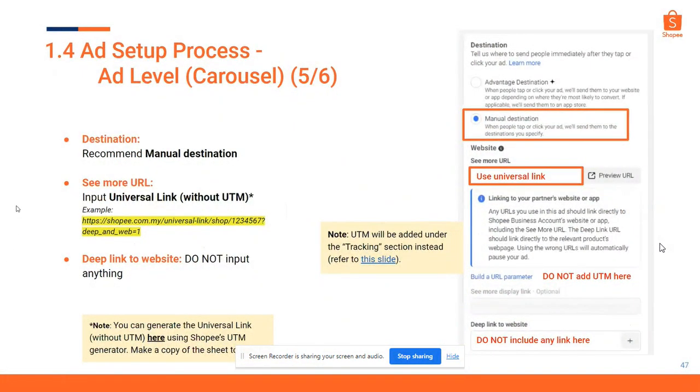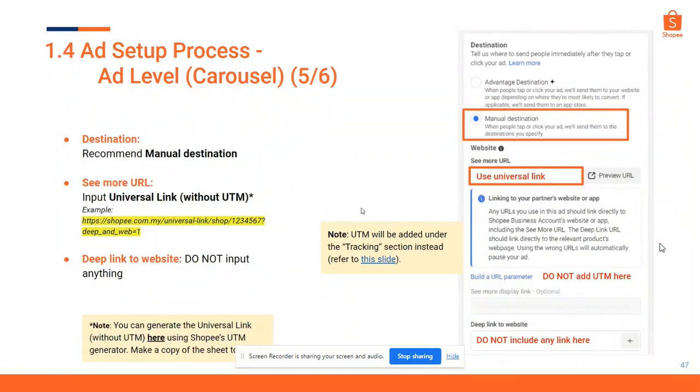Okay, after you have set up this, we choose our placement and our destination. Destination means where you want people to go to. When they click your ads, they must go to your Shopee shop, right? So you input your universal link without UTM.